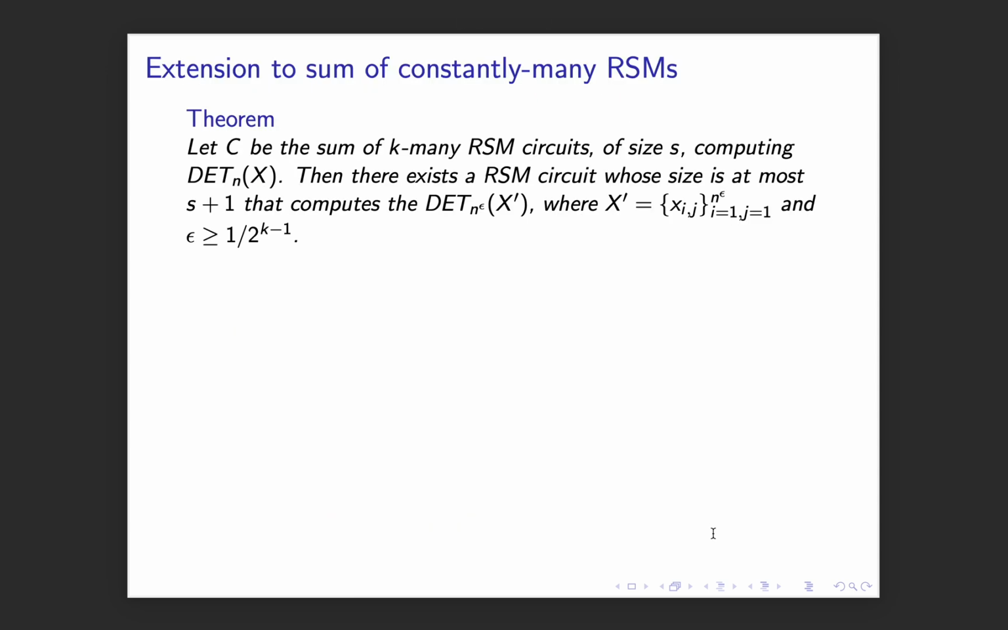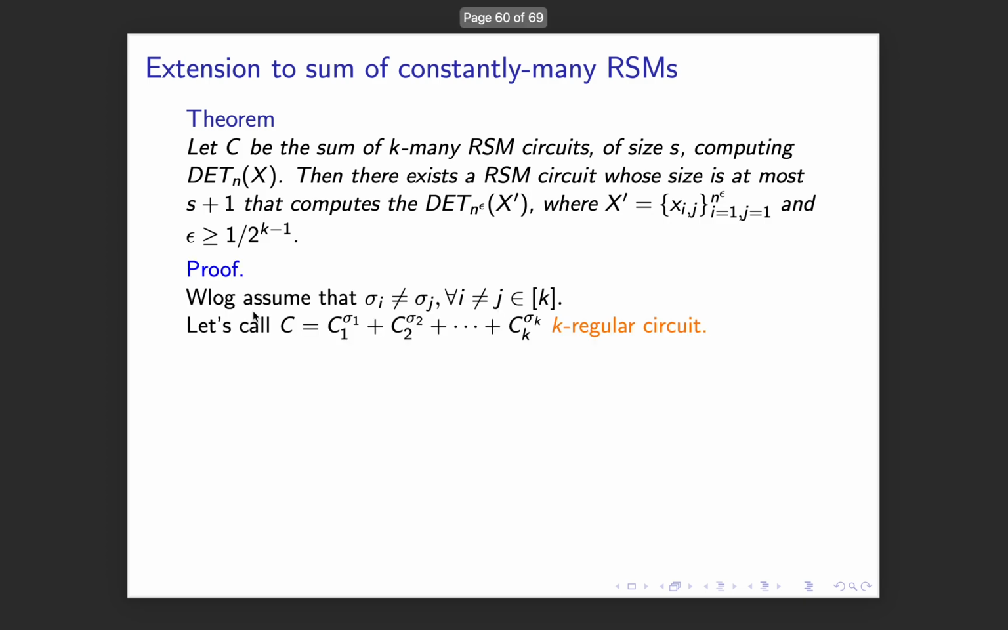Now, how do we extend this to the case of a sum of constantly many RSMs? So we have C, which is a sum of k many RSM circuits, and C is of size s. C computes the degree n determinant. Then there exists an RSM circuit whose size is at most s plus 1 that computes the determinant of degree n to the epsilon, where epsilon is at least 1 by 2 to the k minus 1. We can assume that the k RSM circuits all follow distinct permutations, that is, sigma i is not equal to sigma j for all i not equal to j.